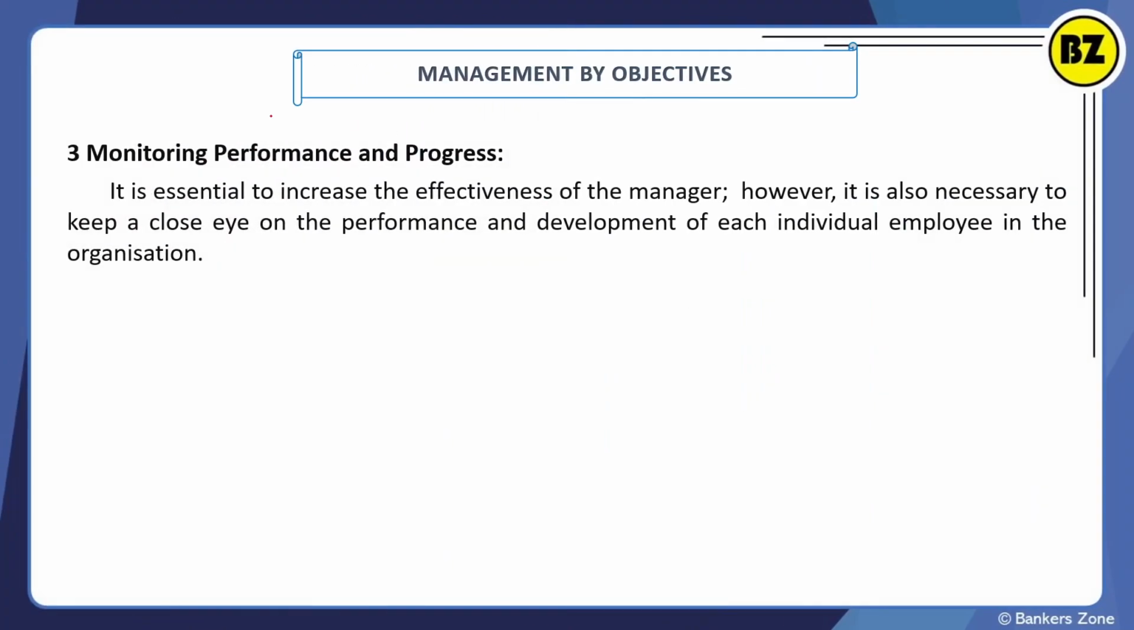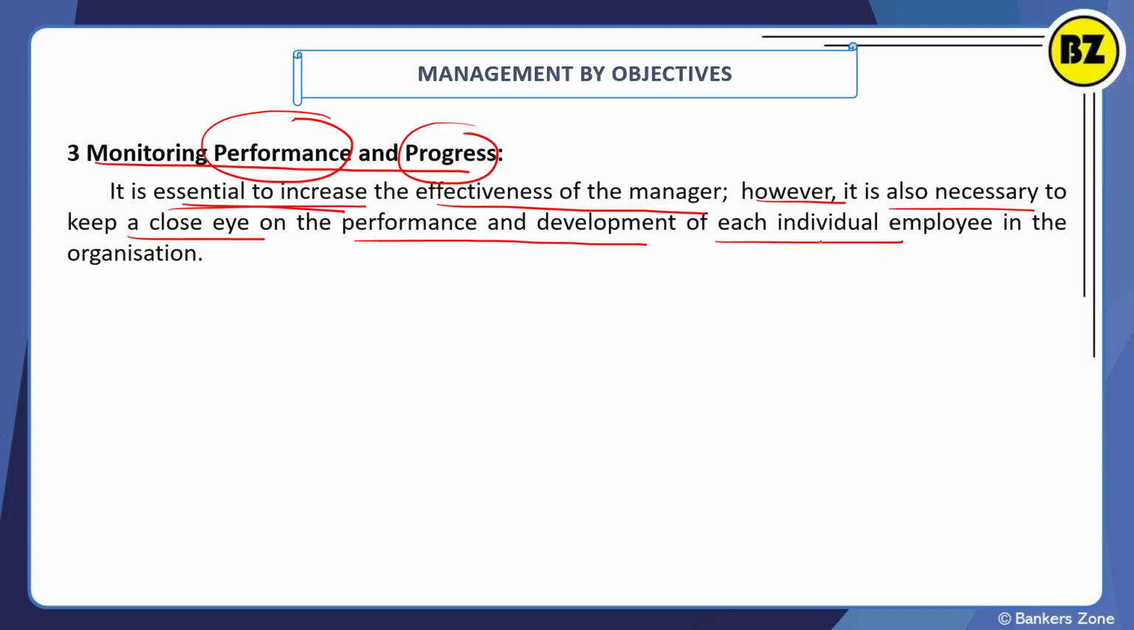Next is monitoring the performance and the progress. It is also very simple. You have to monitor the performance and the progress. It is essential to increase the effectiveness of the manager. However, it is also necessary to keep a close eye on the performance and the development of each individual employee in the organization. So it is very important. Performance and the progress must be monitored.